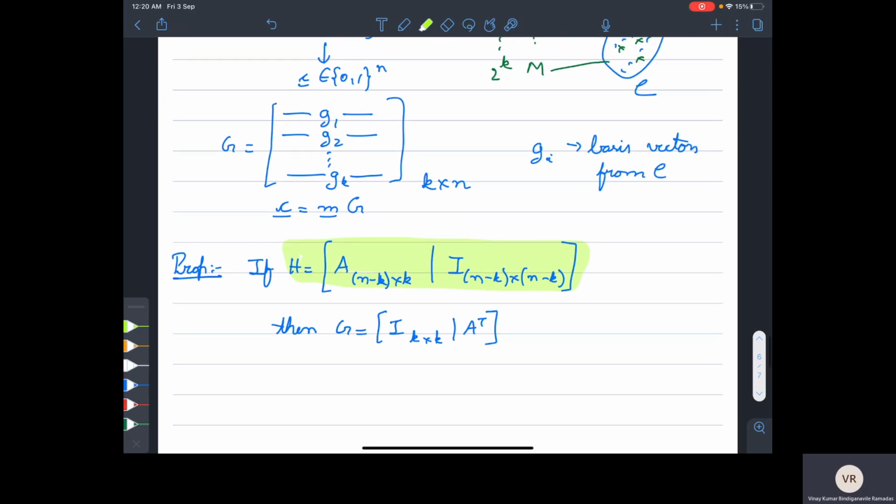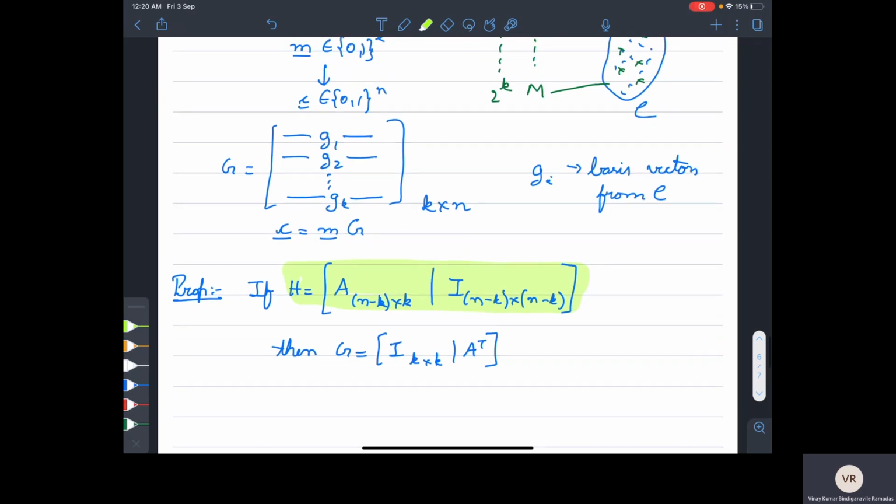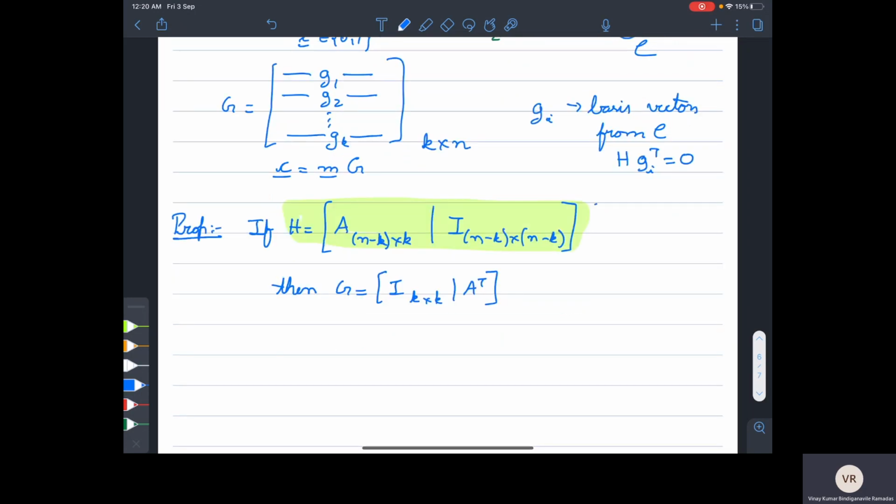All right. So essentially, what I'm trying to say is that these G_i are nothing but elements of C. So they satisfy H times G_i transpose is equal to 0. Now for the generator matrix, what needs to be checked in order for this proposition to work is that H times G transpose is equal to 0. Which you can check is true.